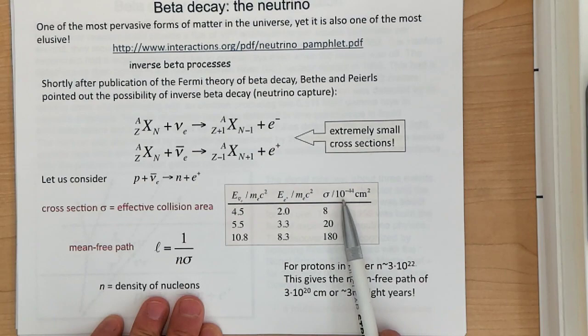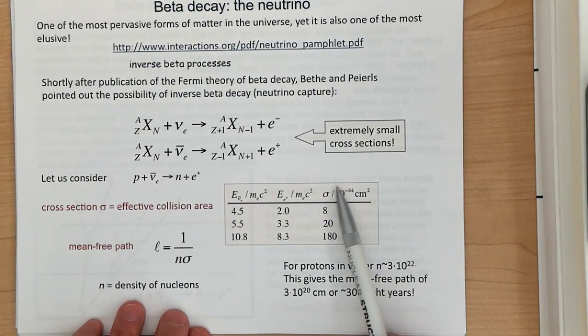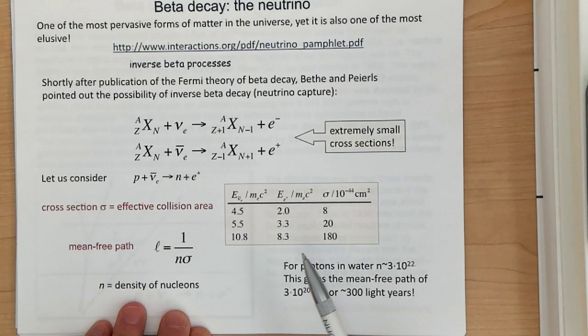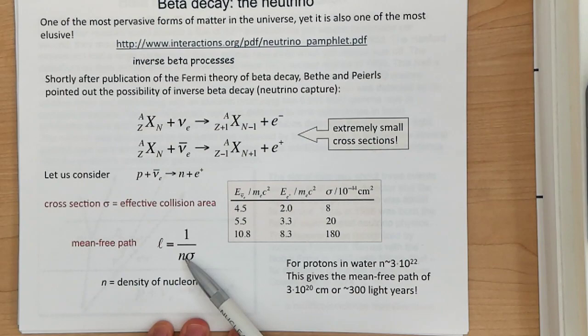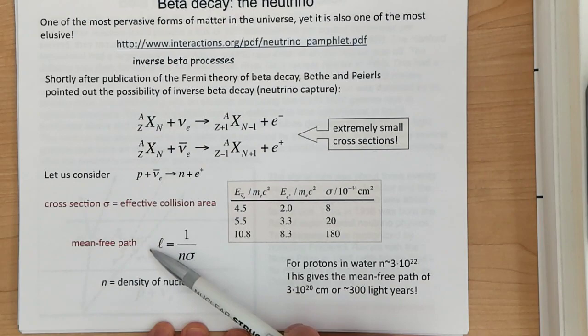It's 10⁻⁴⁴ centimeters squared. That may not be obvious as really small, because a lot of these numbers tend to be very tiny. But one way to think about it is the mean free path. That is, if we have some density of nucleons n, then the mean free path is 1 over n times this cross section. And that gives us a length. It's essentially how far the neutrinos go before hitting something. The higher the density, the shorter the mean free path. The higher the cross section, the shorter the mean free path.